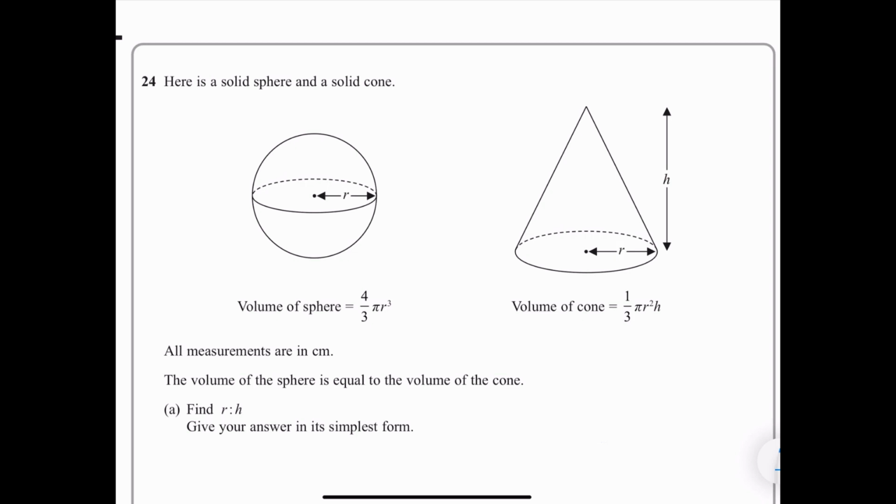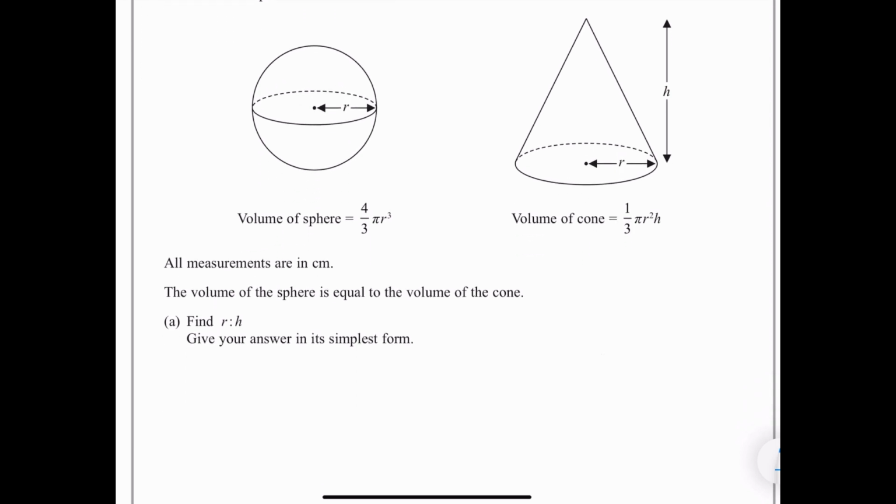Right, let's have a look at question 24. So it's a ratio question. We're told that the volume of the sphere is equal to the volume of the cone. We've got to give our answer as a ratio. So let's equate the two things. 4 over 3 pi r cubed equals 1 over 3 pi r squared h.